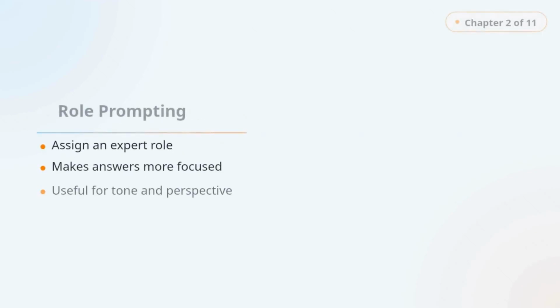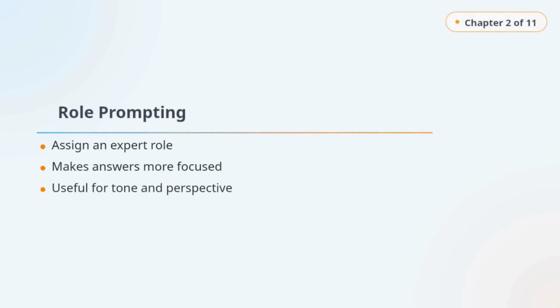Role prompting means telling the AI who it should act like. Instead of saying, explain SEO, you can say, you are an experienced SEO consultant, explain SEO to a small business owner in 3 practical steps. That small change gives the AI a clearer perspective, so the answer becomes more relevant and targeted.